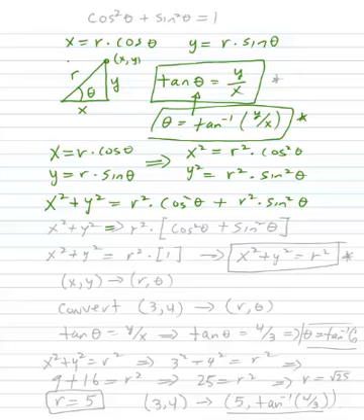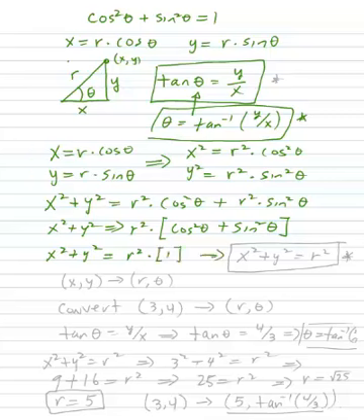And if we factor out an r squared, we have x squared plus y squared is r squared times the quantity cosine squared theta plus sine squared theta. And if we remember, the Pythagorean identity tells us that cosine squared theta plus sine squared theta is equal to 1. Therefore, x squared plus y squared is r squared times 1.